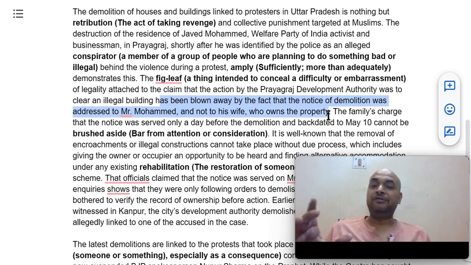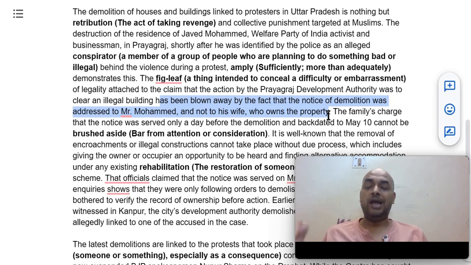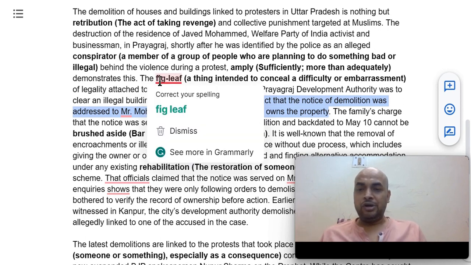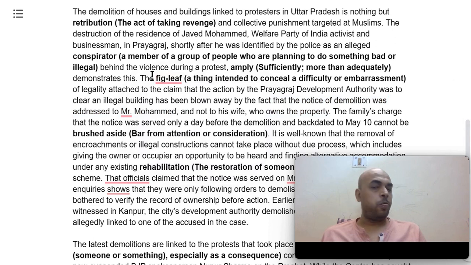See, if any illegal building has to be taken down, the notice should come to the owner, not to anybody who is not the owner. So this all is showing that it's all an act of revenge. Okay, anyways, let's leave the politics. You understood the meaning of fig leaf, right? Concealment of something difficult or embarrassing.